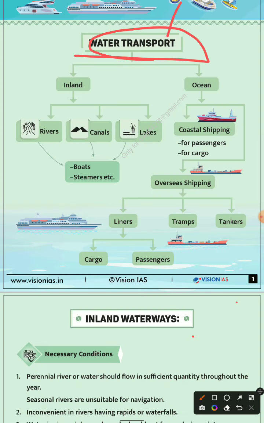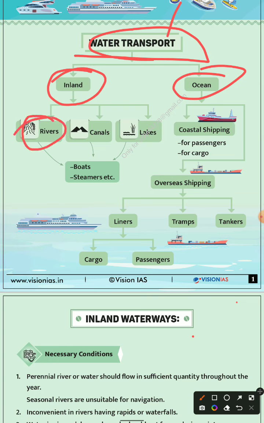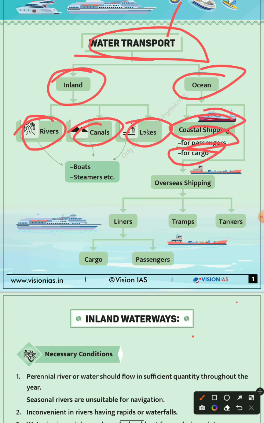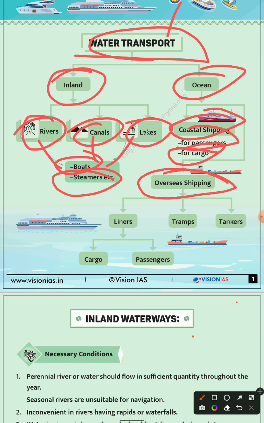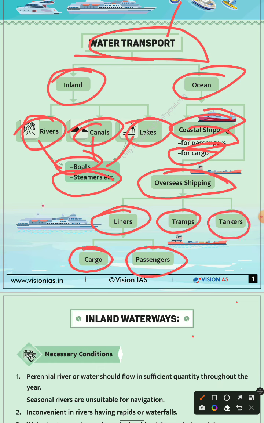Water transport routes are divided into three types, like ocean and inland. First, the rivers, canals and lakes; and second, the ocean, that is coastal shipping, and passenger and cargo ships. Rivers, canals and lakes use boats and steamers. Then overseas shipping includes liners, tramps, tankers, cargo and passenger ships. There are two kinds of ships, cargo and passenger.